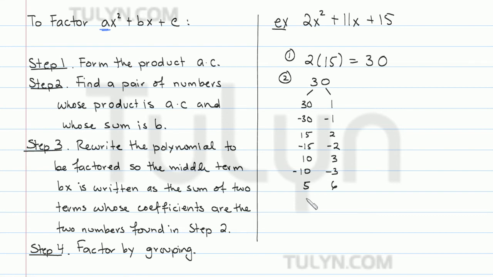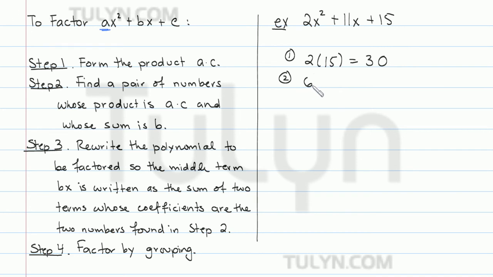So then we have 5 and 6, and negative 5 and negative 6. And notice we can stop right here, right? We don't have to keep going because 5 and 6, if you add them together, give you positive 11. So let's erase all the scrap work. And our result for step 2 is 5 and 6, or 6 and 5.